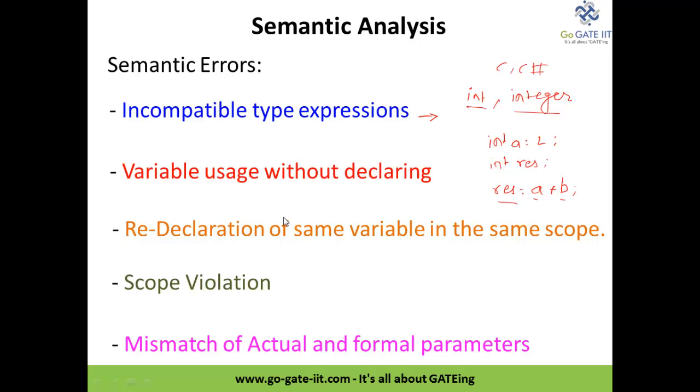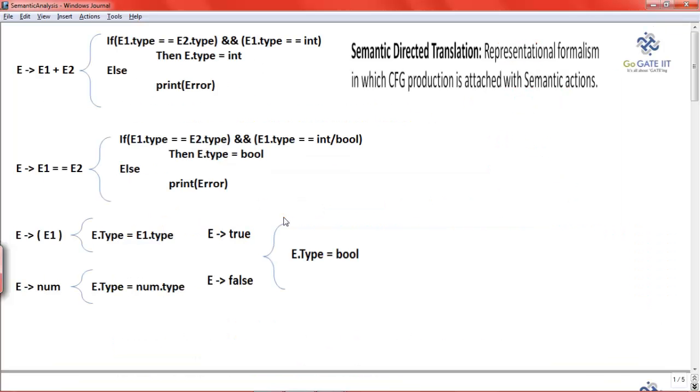Basically, the semantic analysis phase deals with attribute grammars, which we also call syntax directed translations, SDTs. So what are SDTs first of all? Syntax directed translations are a representational formalism in which a CFG production is attached with semantic actions. This is one of the CFG productions attached with a certain set of semantic actions, and this complete set is called a syntax directed translation.